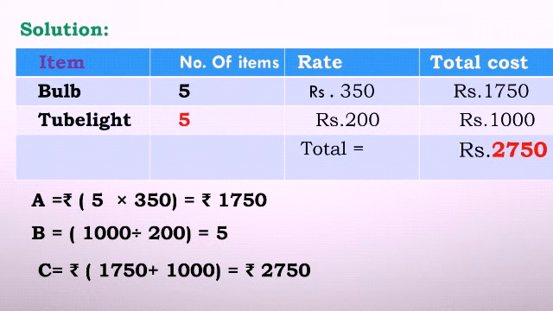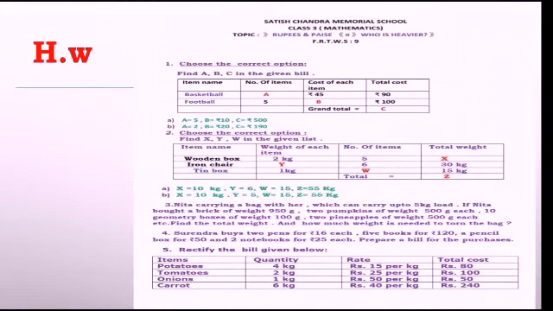Total cost of the tube light is given, and one tube light's cost is also given. You have to find the number of items. So here we have to divide. 1000 divided by 200 equals 5. So B will be 5, and C is the total cost. See, I have added. Here is the homework.